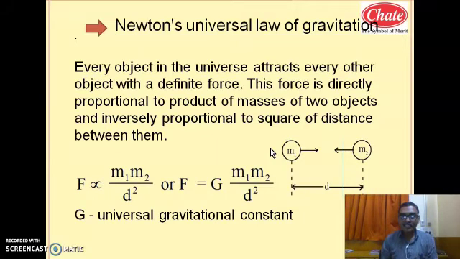So what is the statement of Newton's universal law of gravitation? The statement is: every object in the universe attracts every other object with a definite force. This force is directly proportional to the product of masses of the two objects and inversely proportional to the square of the distance between them. So this is Newton's universal law of gravitation.